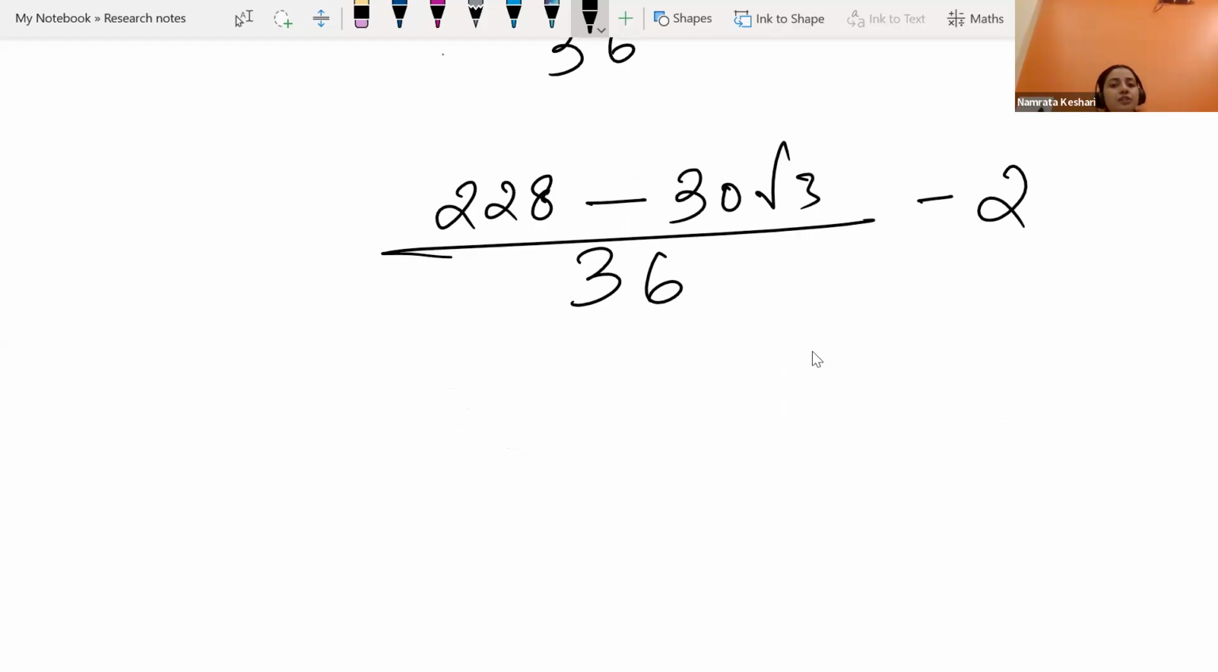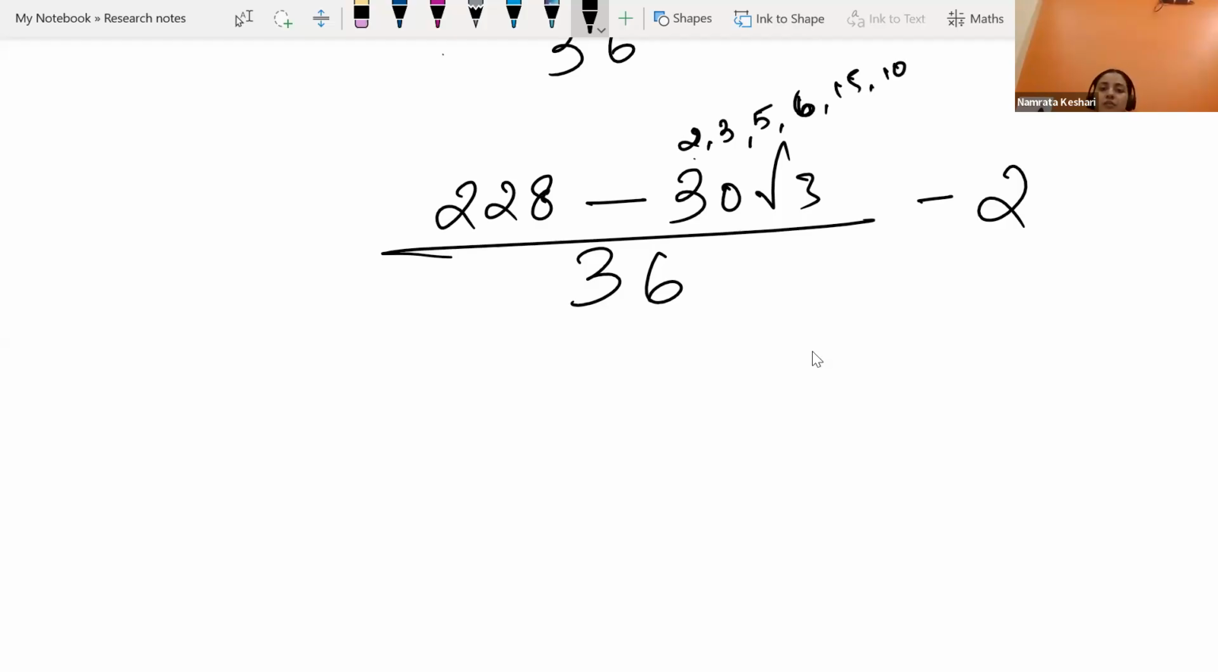Because 30 is divisible by 6, and this 228 is divisible by 6. That means we can take 6, right? This 30 is divisible by 2, this 30 is divisible by 3, this 30 is divisible by 5, this 30 is divisible by 6 also. And 15 also, and 10 also.